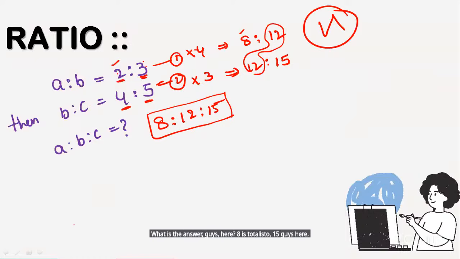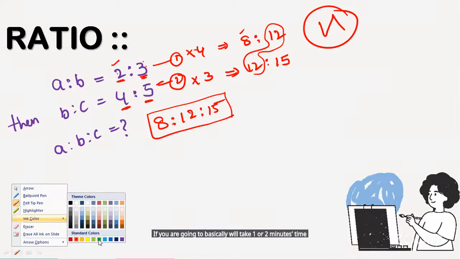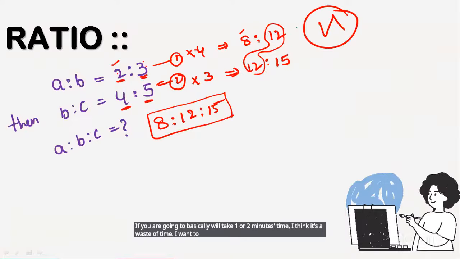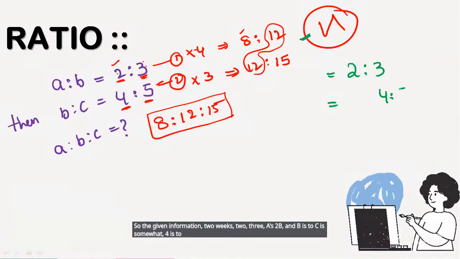If you go with the basic method, it will definitely take 1 or 2 minutes. I think it's a waste of time. I want to answer within a fraction of a second, without a pen. Just remember this symbol. The given information is 2 is to 3, A is to B, and B is to C is 4 is to 5. Leave a gap.